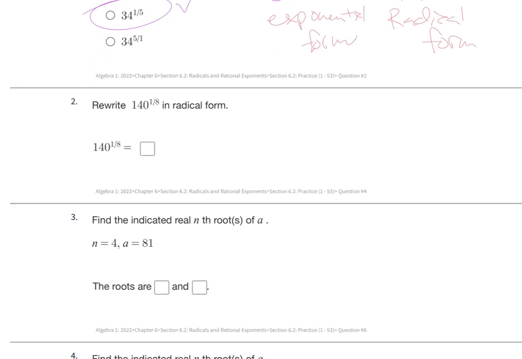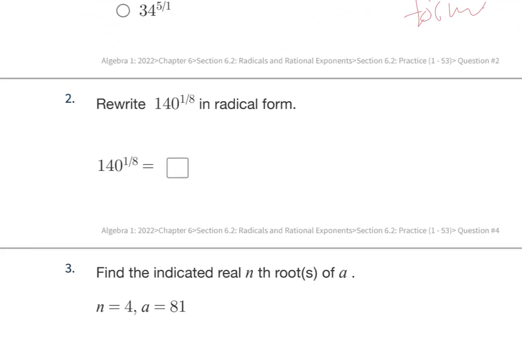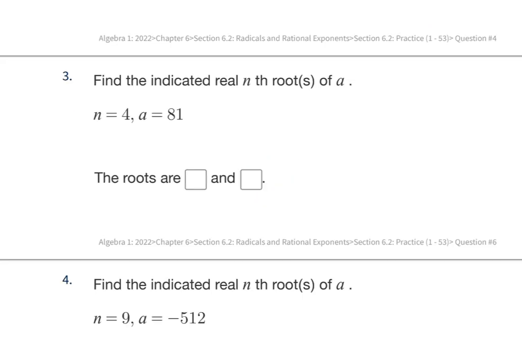form. There we go. Number two, rewrite 140 to the 1/8 power in radical form. Just like that. The 8th root of 140. They didn't ask me to simplify it, so I don't plan on doing that. Find the indicated real nth root of a. This is what we did today as notes.